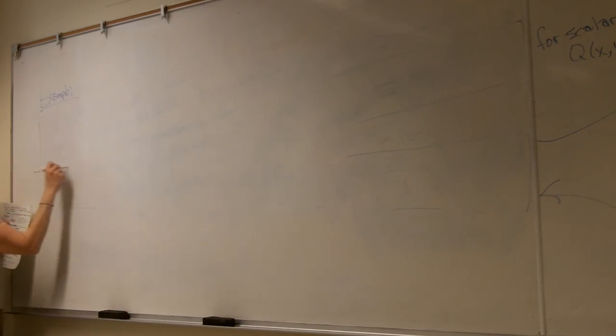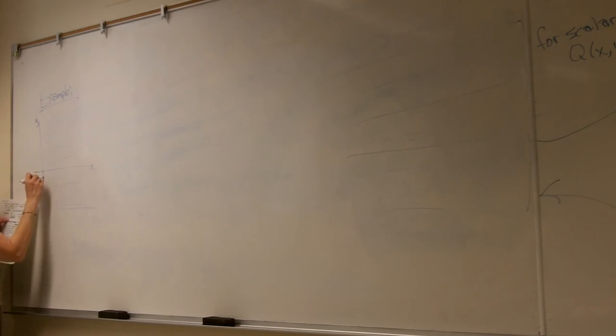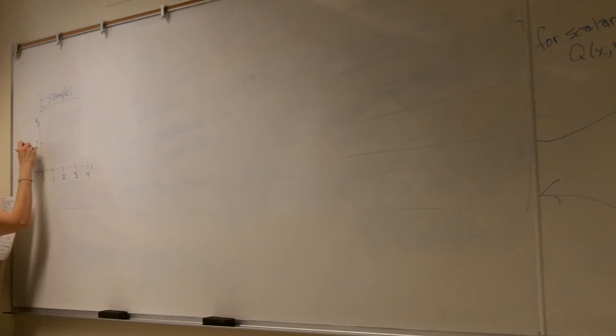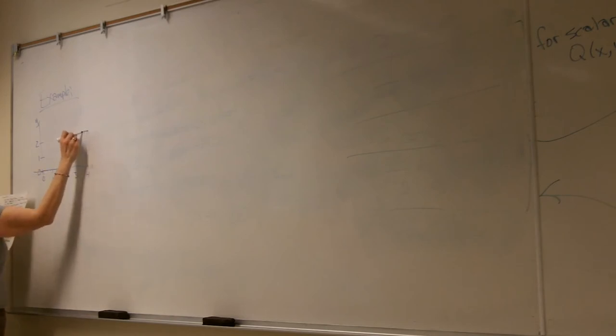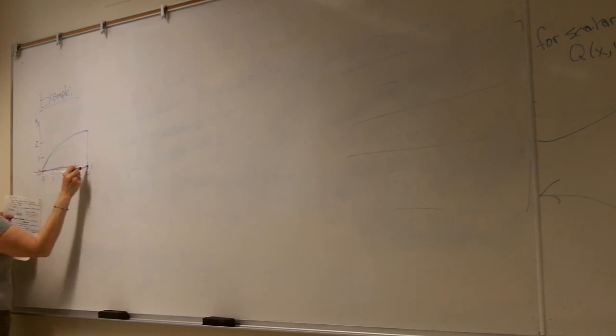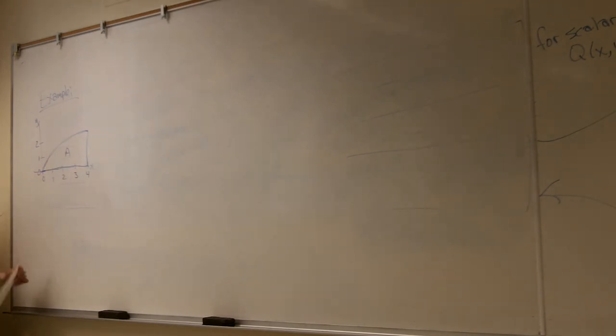Let's say there are x and y axes. Let's label some numbers, 0 through 4 on the x-axis and 0, 2 on the y-axis. And let's define an area A as this area right here.